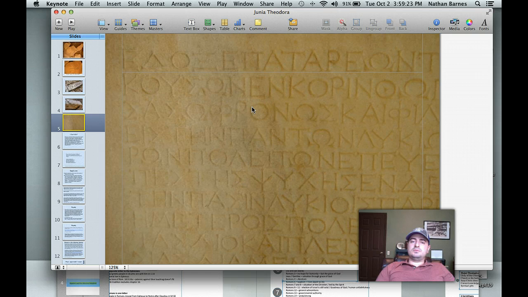Now, this is very critical because it's one of the few places in ancient inscriptions that say that a woman was a patron. And the Greek word is prostatis. Phoebe in Romans 16 is from Kenchreae, which is just outside of Corinth, and she is referred to as a patroness, the same word that is used here for Junia Theodora. The argument used to be that Phoebe could not be a patroness because that word is never used for women. But obviously, we have a very good example in this inscription.